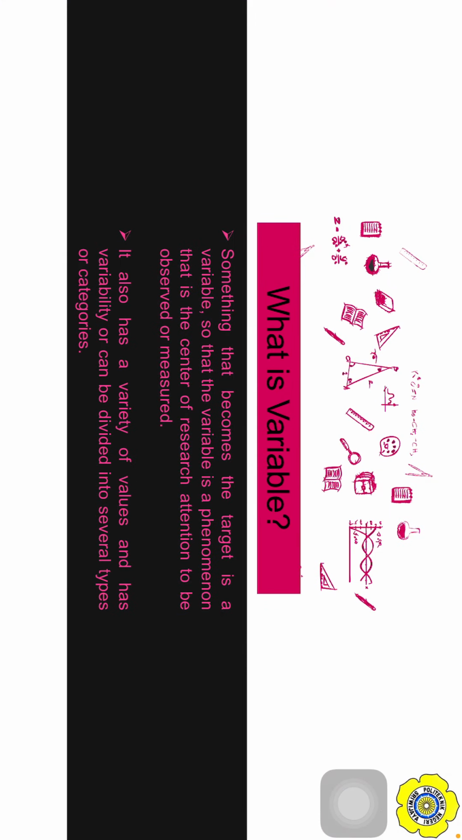The variable is something that becomes the target, since the variable has a variety of values and has variability that can be divided into several types or categories. It becomes a phenomenon that makes researchers interested to observe and/or measure.